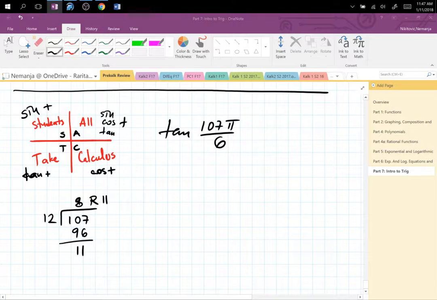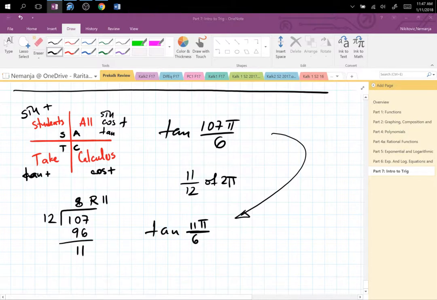So what do I say? Ooh, I forgot to tell you about even and odd functions. I'll have to do that in this problem. So we cross out this 8. No one cares about 8 revolutions because it's the same spot on the unit circle. All we care about is 11/12 of 2 pi. So we are dealing with 11/6. So tangent of 11 over 6 pi, 11 pi over 6, whatever.